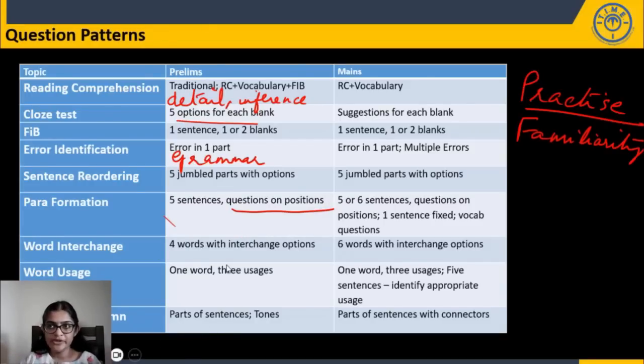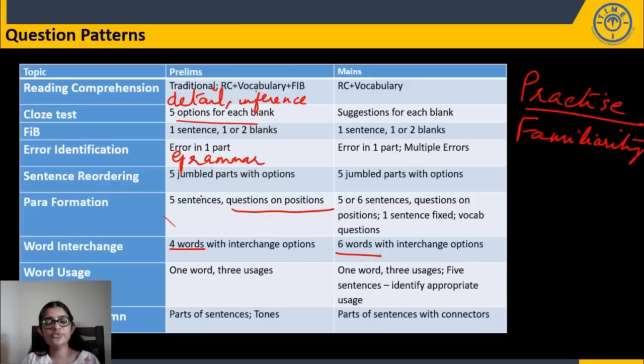Then there is this very well-known question type called word interchange. Word interchange is where in a sentence, a few words, typically 4 words in the prelims exams, up to 6 words in the mains exams, are given to you. And some of these words are in the wrong place and you have to interchange them. Let us say the first and the 3rd words may be in the wrong positions, and if you swap them, if you bring the 3rd word to the 1st position and 1st word to the 3rd position, then the sentence becomes meaningful.